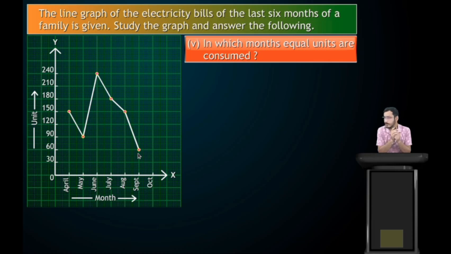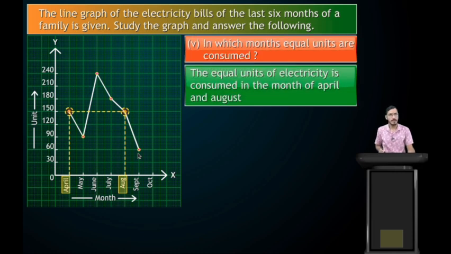Now we have one more question here. In which months are equal units consumed? You can see on the graph paper, 150 units in the month of April and 150 units in the month of August. So both months have equal units consumed. The answer is that equal units of electricity are consumed in April and August.